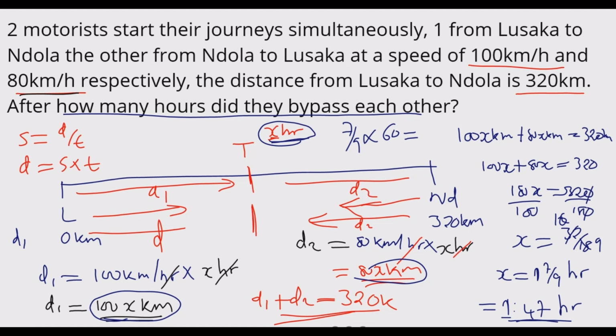Now because I'm rounding off to the nearest minute, they are meeting at 1 hour 46.6 minutes. So at 47 they would have bypassed each other. This one would have started going in this direction, this one in that. So basically this is how you answer this question in an aptitude test.